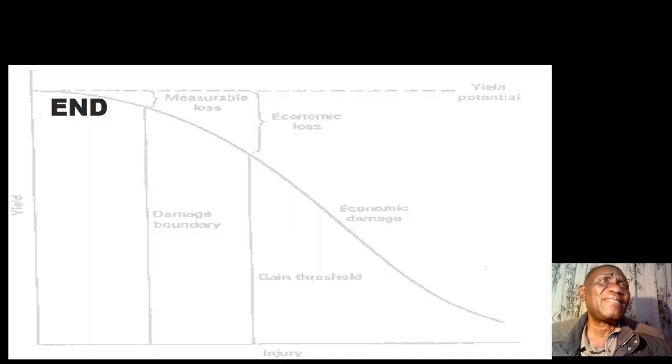So there's a region where you can actually see the measurable loss, and a region where we can define the economic loss and the yield potential. Also what we call the threshold. So we can use these graphs to determine when we want to control the insects to prevent further damage. So this is it for the insect pests.